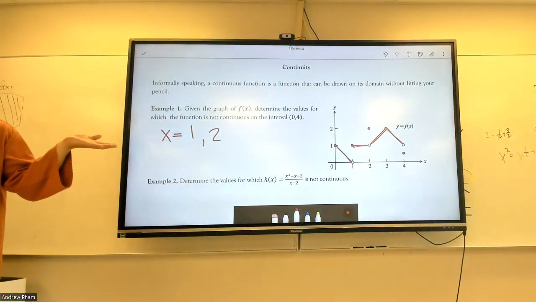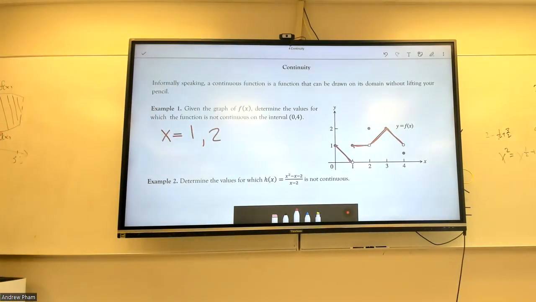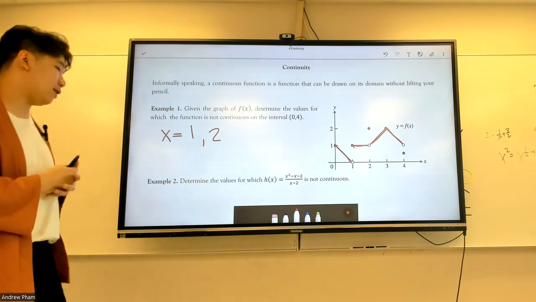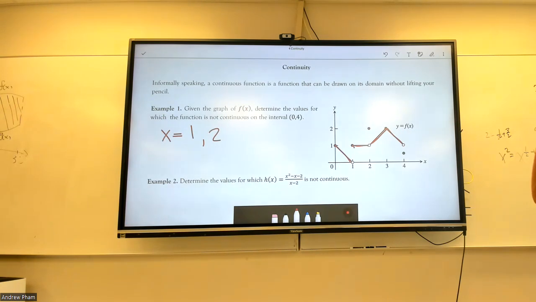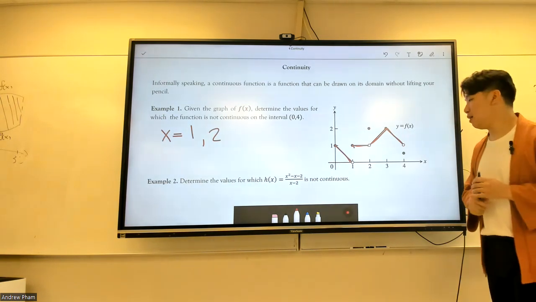All right, so if I give you a picture, you can tell me very quickly if we're continuous or not. Each time you lift your pencil, not continuous. Any questions for this first example? All right, so now let's go ahead and look at example 2.